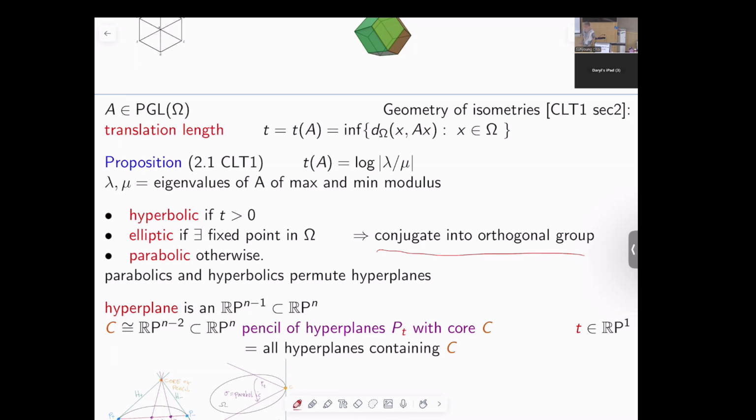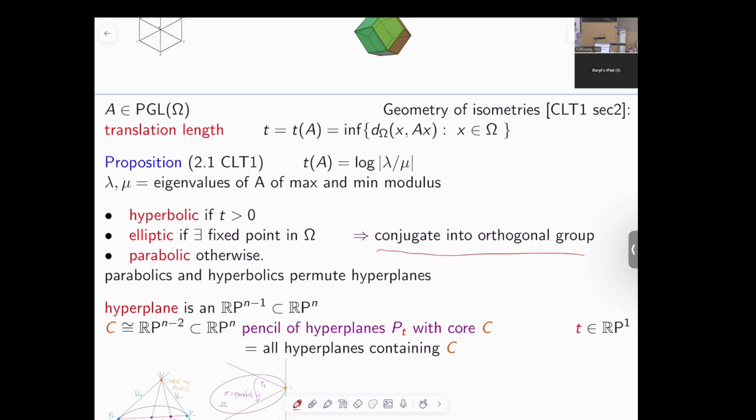Last time there was a question: if you have a properly convex domain and you look at the set of projective transformations that fix a point in the interior, then I said that group is conjugate into the orthogonal group, and somebody asked me why. I said it is obvious. So in mathematics, a question is obvious if it can be answered within 24 hours. So I'll now explain why it's obvious.